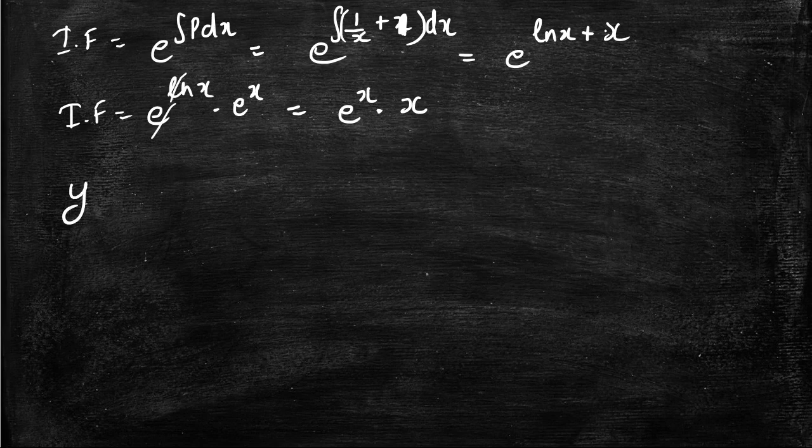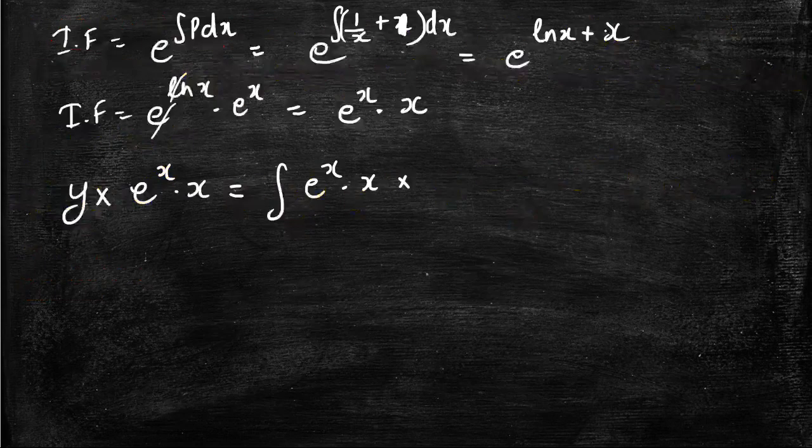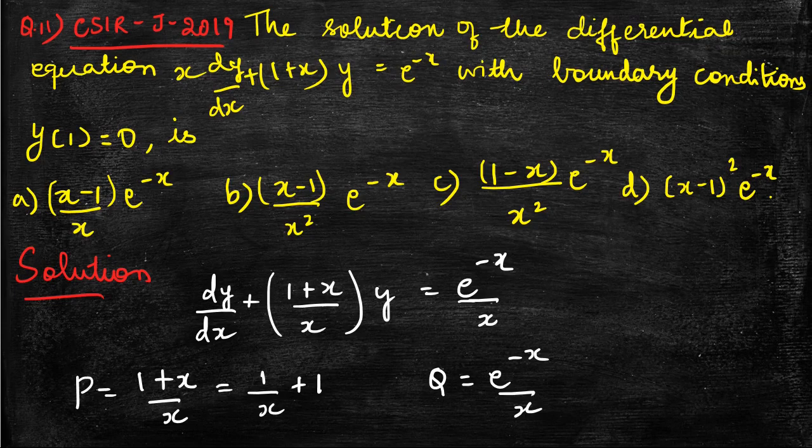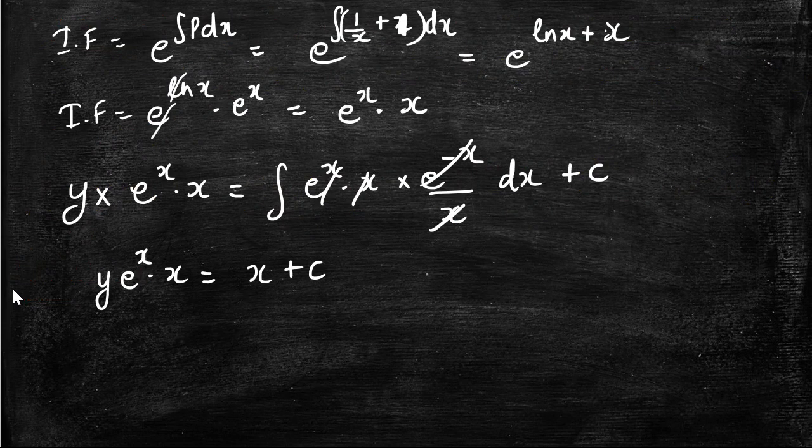Now I can find the solution: y into the integrating factor, which is e power x into x, is equal to integral of the integrating factor e power x dot x into q. What is our q? q is e power minus x by x. So into e power minus x by x dx plus c. So you will get y e power x dot x is equal to x plus c. You'll have to find the constant now using the boundary condition that at x is equal to 1, y is equal to 0.